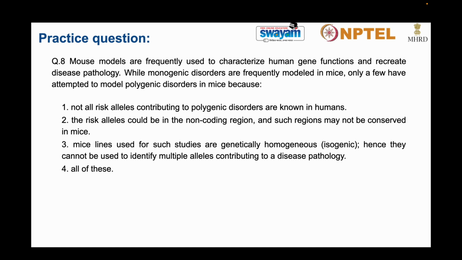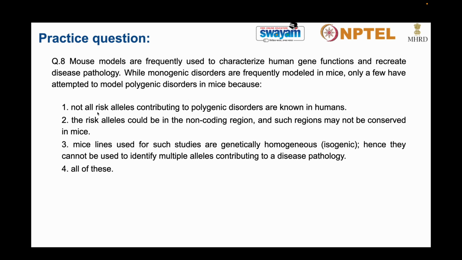Now let's look at question number 8, which says that mouse models are frequently used to characterize human gene functions and recreate the disease pathology. While monogenic disorders are frequently modeled in mice, only a few have attempted to model polygenic disorders in mice because... So now we know that we use mouse models to characterize human gene functions. They are saying that for monogenic disorders we have used them, but we cannot use them for polygenic disorders. So what do you think? What could be the possible reason behind this?